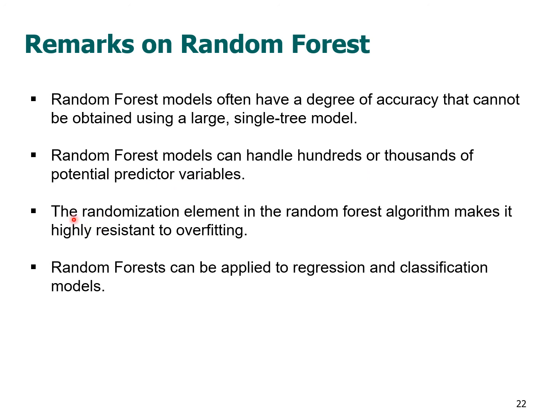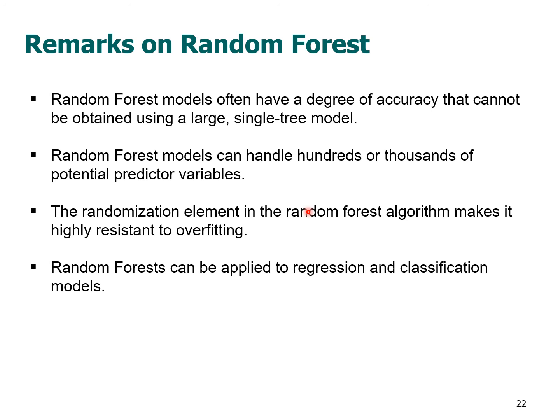And there are some randomization elements in random forest, and they make this algorithm very resistant to overfitting. There are two randomization elements in random forest. The first one is bagging. In bagging, you randomly select data. That is the first randomization element. And the second randomization element is that when you construct a decision tree, you randomly select attributes out of the entire set of attributes. That's the second randomization element.